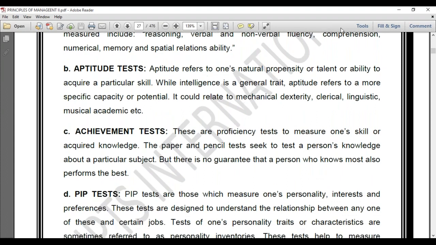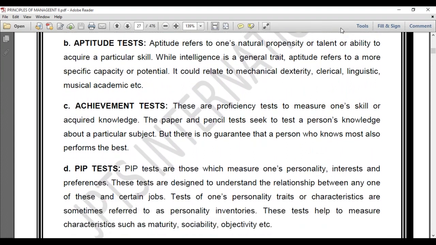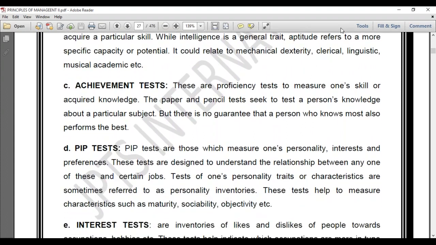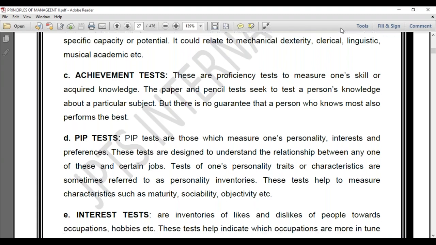We also have achievement tests. Achievement test is meant to identify your proficiency, the level of your proficiency as a prospective employee. It measures your skills and your acquired knowledge. We also have what we call PIP test.